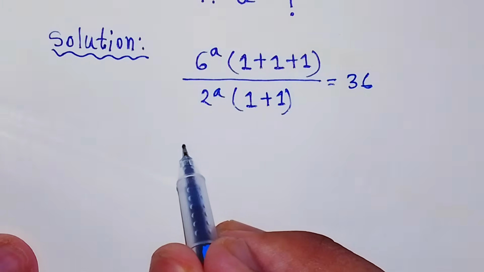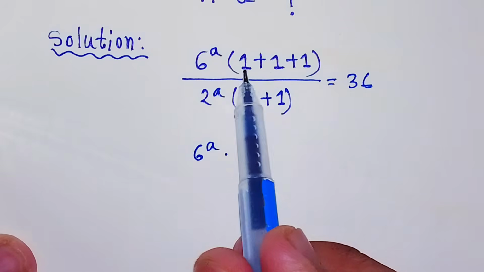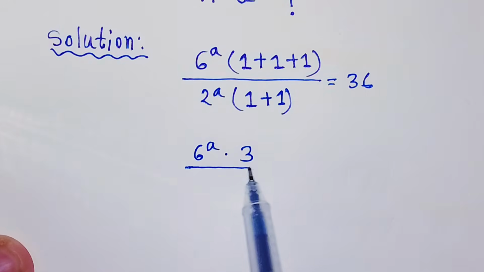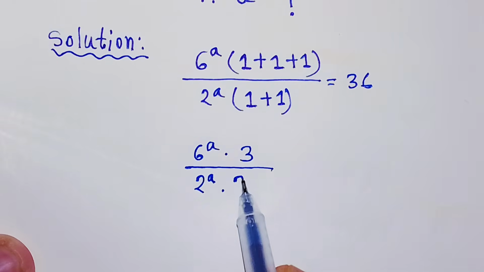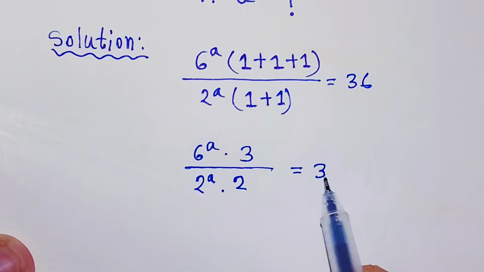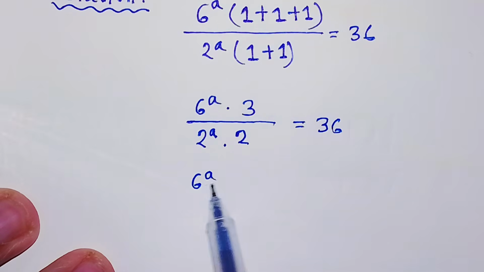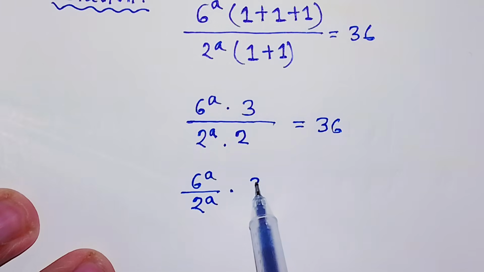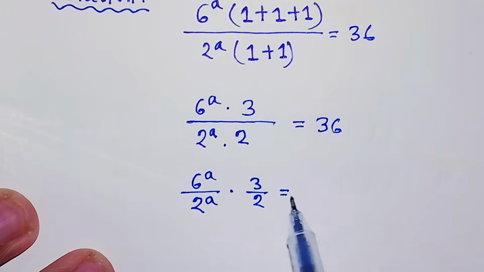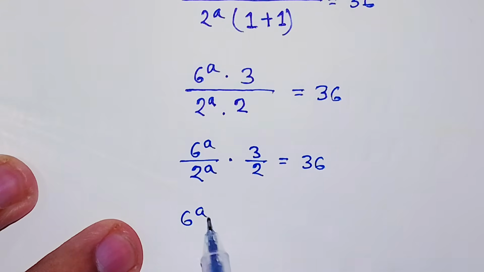After that we will write 6^a times 3, since 1 + 1 + 1 equals 3, divided by 2^a times 2, since 1 + 1 equals 2, equals 36. After that we can write 6^a divided by 2^a times 3 to the power 2 equals 36.